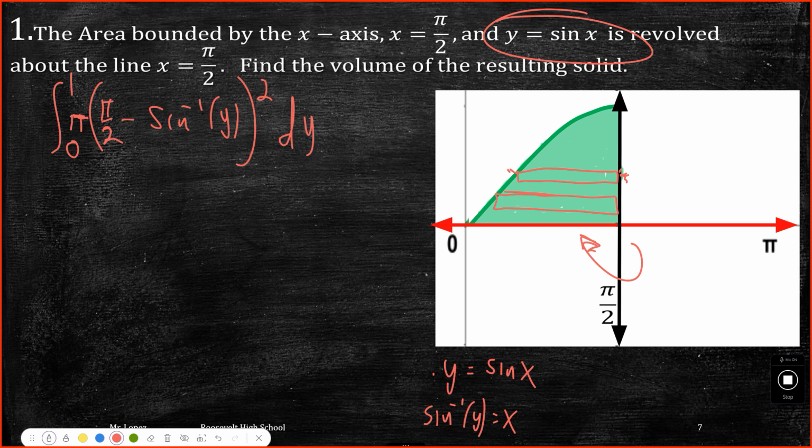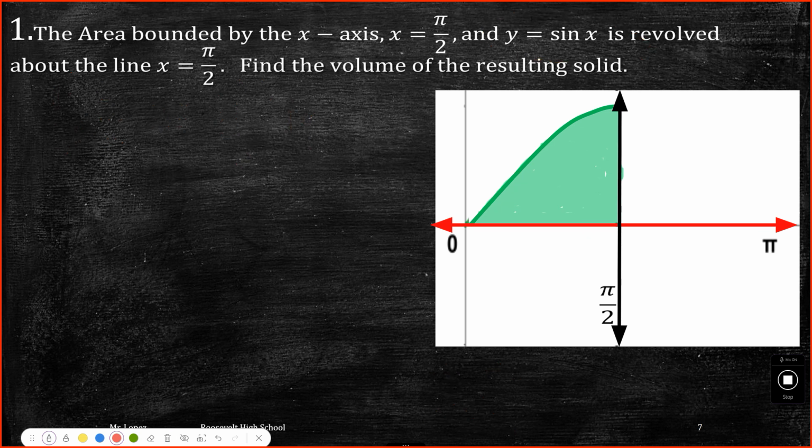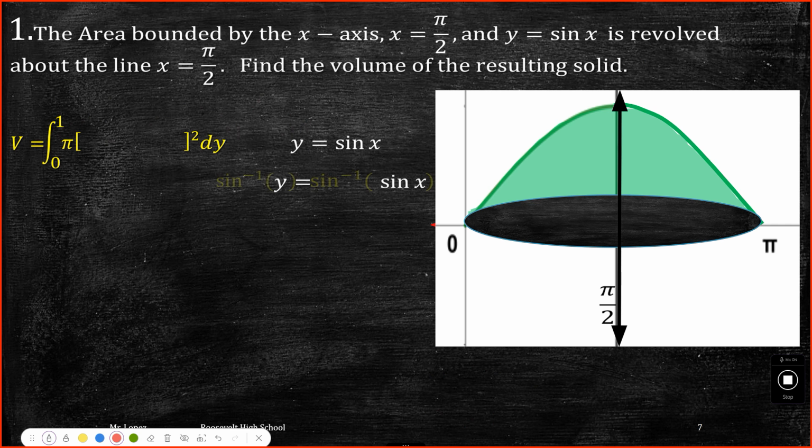What's going on, Crystal? Your calculator doesn't work or what? Is it dead? What did you guys get? 3.6. What the heck?